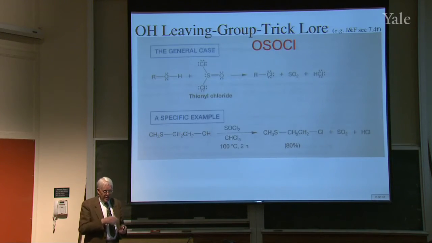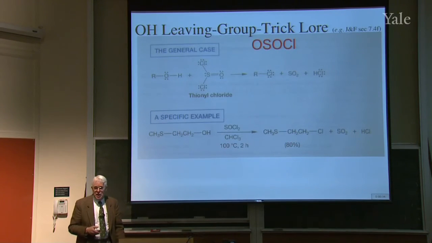Another way is talked about in the Jones text, which is OSOCl, okay? So the way to get that is to start, as they say here, with thionyl chloride, SOCl2, which reacts with the alcohol to give an alkyl chloride plus SO2 and HCl. And there's an example shown here of a particular acid being converted with thionyl chloride, chloroform, 100 degrees, 2 hours, into an 80% yield, they say, of this, plus SO2 and HCl.